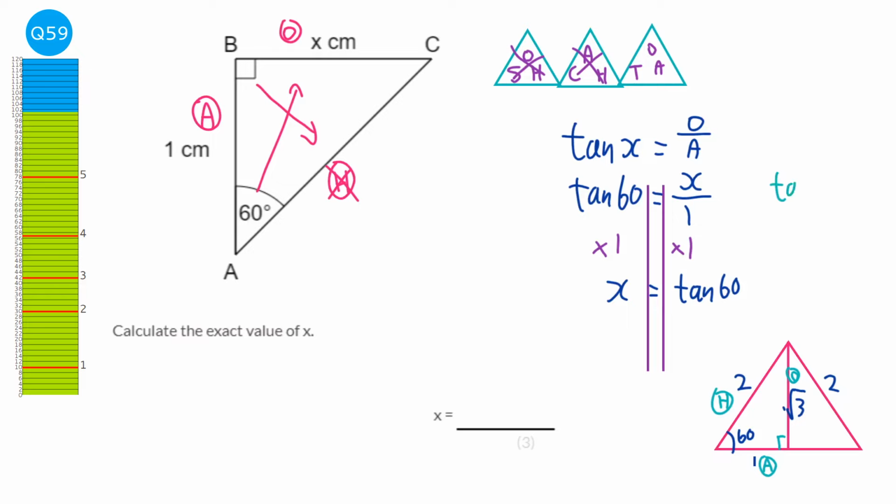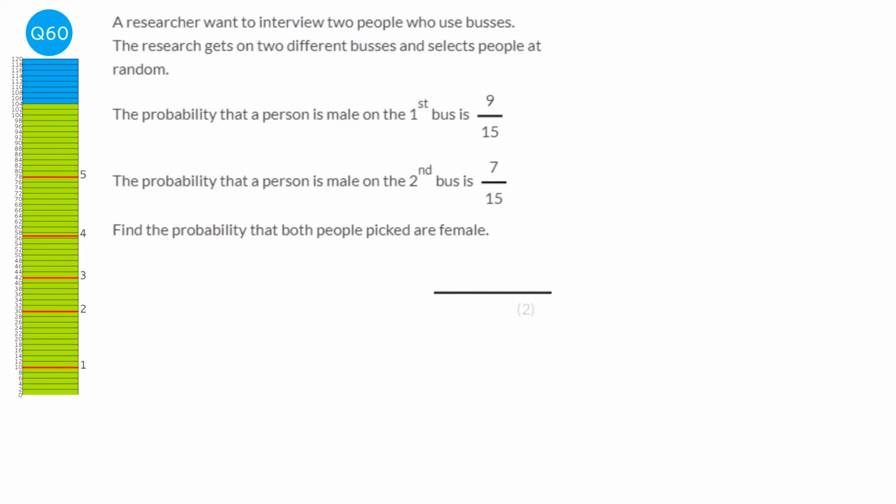So tan, as we know, is the opposite over adjacent. And so tan 60 is going to be the opposite, which is root 3, over the adjacent, which is 1 in our diagram there. So tan 60 is the same as root 3 over 1, or just root 3.